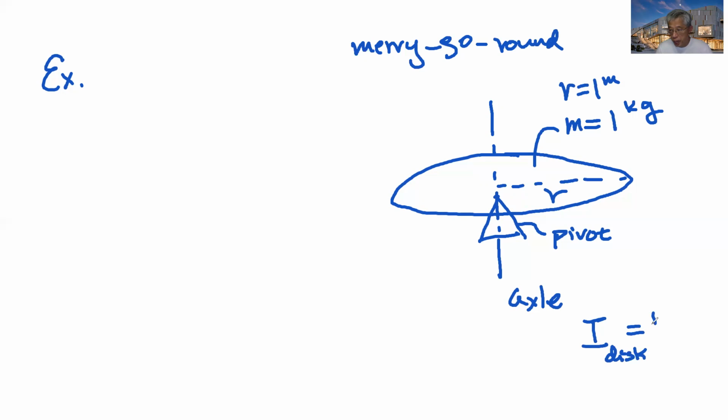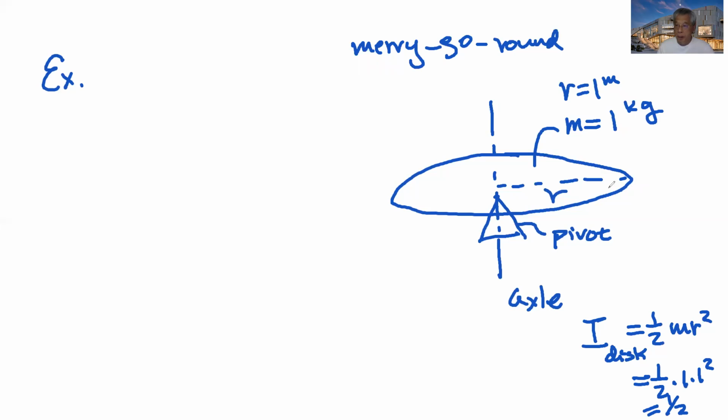So it's equal to 1/2 mr squared, only for the disk, and also it's for this axis. If you shift the axis, then this formula has to change. This is 1/2 times 1 times 1 squared, so that's equal to 1/2.